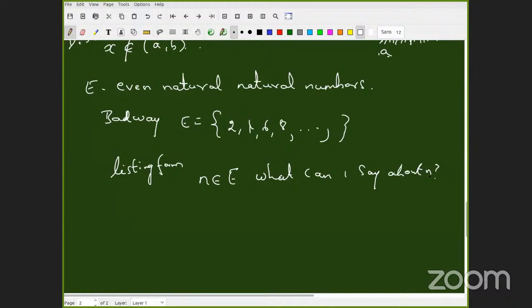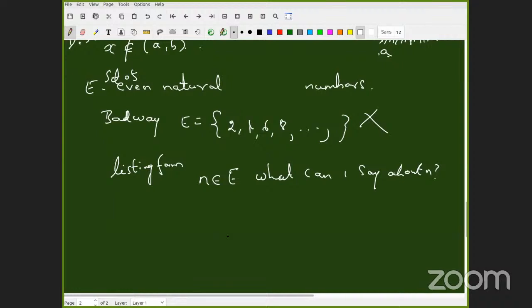For me, E is the set of even natural numbers. So the bad way of describing is listing all of them. We don't do it. So I have put a cross mark. Don't think that it's correct. This is a bad way. Let's do a better listing, as we have done before. For that, I want to look at what is the property. n belongs to E.